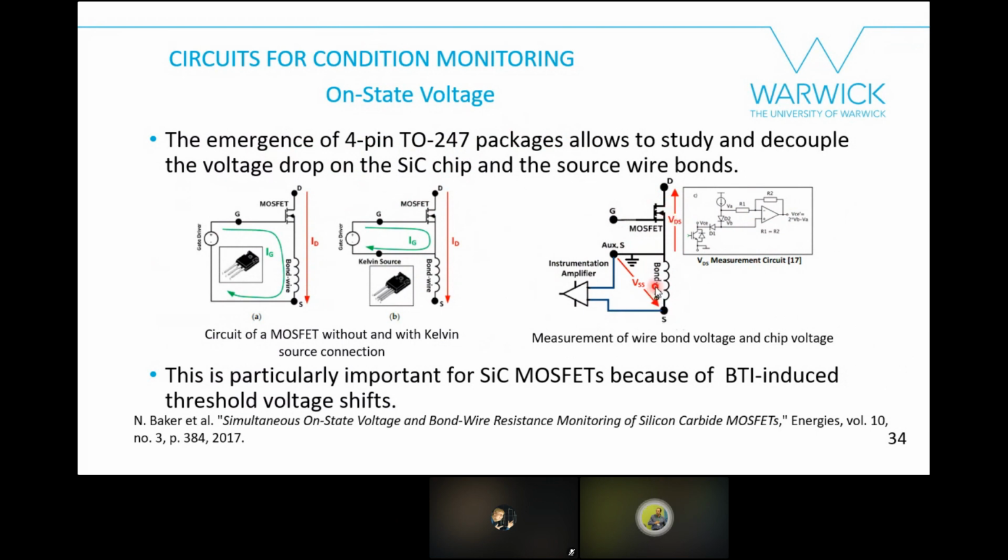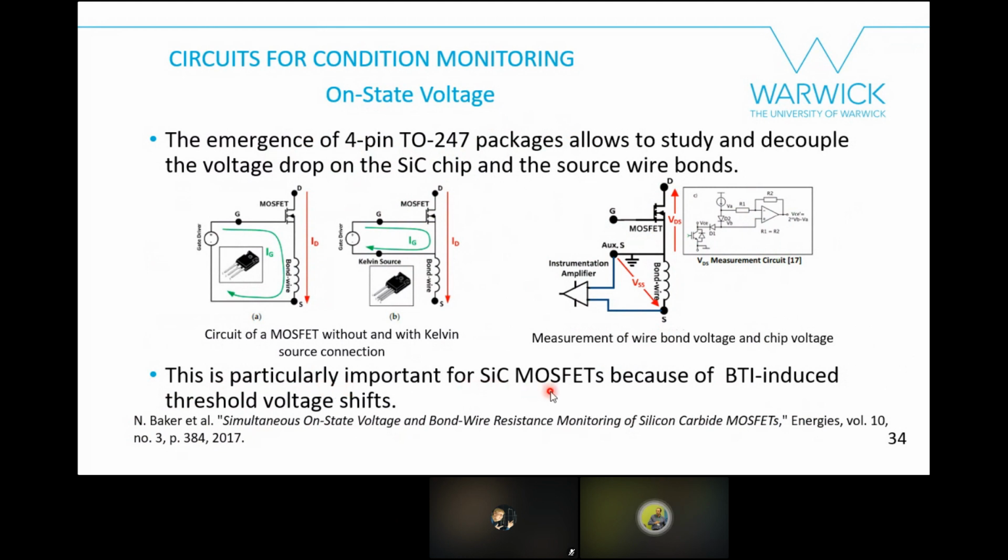Is the MOSFET voltage degrading? Are the wire bonds being damaged? This is quite an important circuit that I consider an important option to evaluate what is degrading in the case of silicon carbide MOSFETs. This is also an open access paper where they propose this circuit and they have some results. So if you have time and you are interested in the topic, this open access paper is quite interesting.